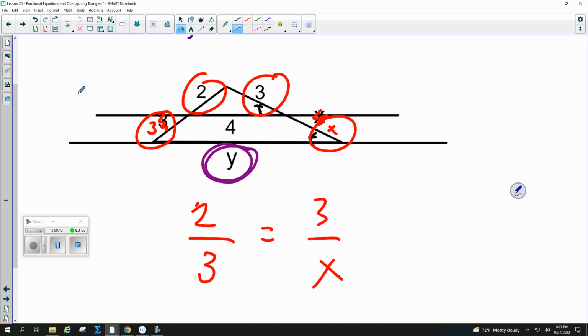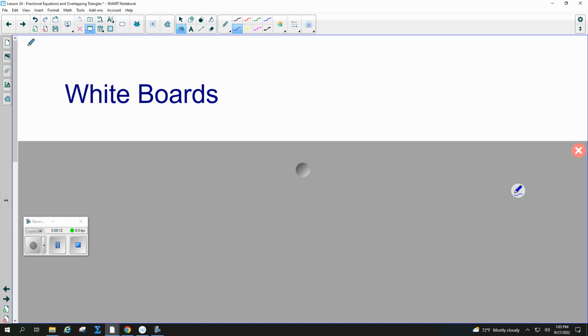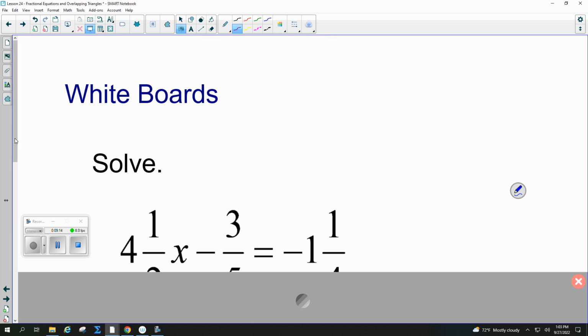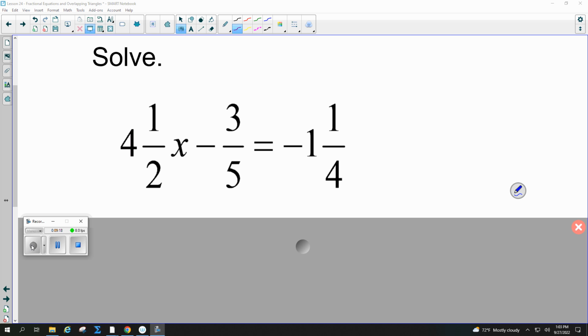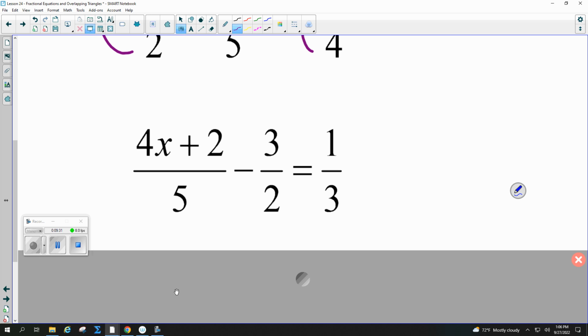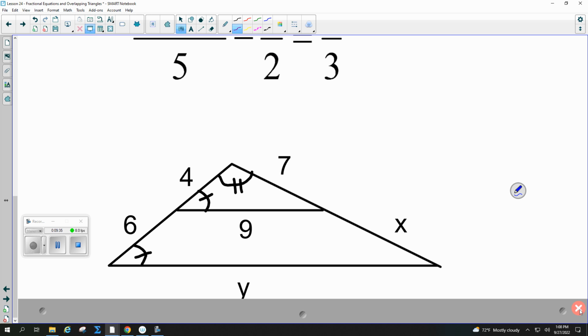All right, let's try some whiteboards. A few people, you guys were confused on this one. Before you start, please make these improper, and then multiply. We didn't have one like that, but make sure you make them improper. Okay, you guys, let's try the next one. All right, you guys, last one, similar triangle.